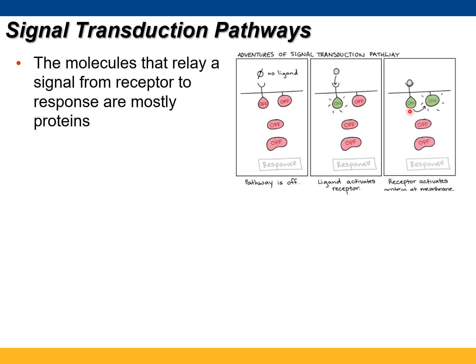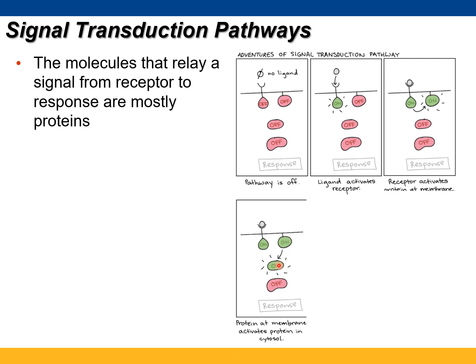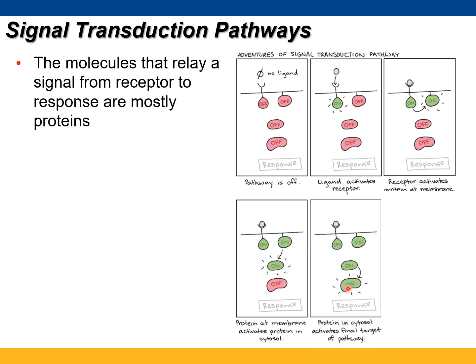It will now interact with other proteins. Maybe we have a protein that's localized to the inner surface of the plasma membrane. That's a target. And now this gets changed by the receptor and so forth. Now that one changes another target. That one in turn changes another target.